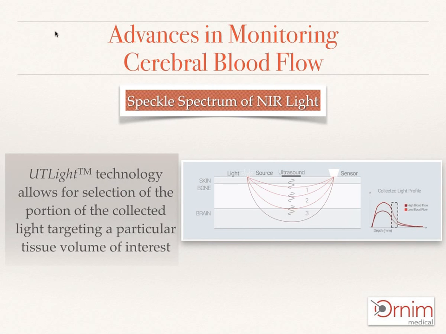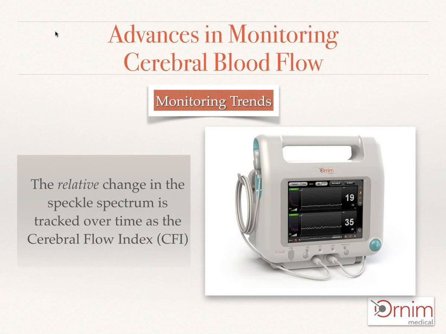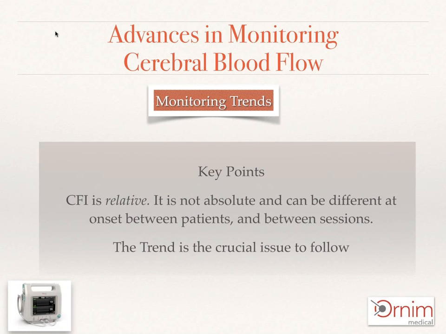So UTLight technology allows for the selection of the portion of the collected light targeting a particular volume of interest, which in this case is brain cortex and subcortex. And you see here the relative change in the speckle spectrum we track over time as the cerebral flow index, which is a measurable, qualitative measure, and we can actually track it after establishing a baseline in our patients. So this is an important monitoring trend.